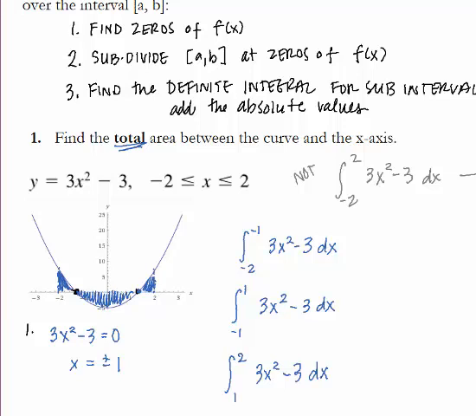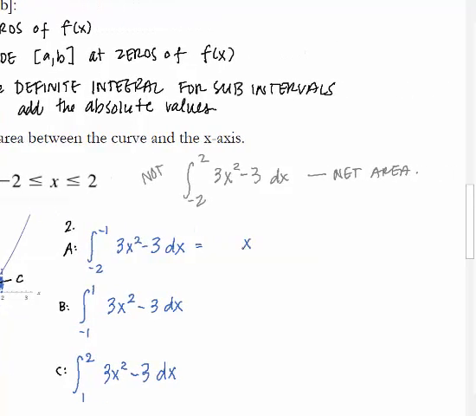So we found the zeros of the function. Now we divide the interval up and integrate over each subinterval. So we had integral a, integral b, integral c. To find the antiderivative of this, remember, we'll go up one power, so x squared becomes x cubed. There's already a 3 there, but we'll divide by 3 also because we've gone up a power. And the antiderivative of 3 is 3x.